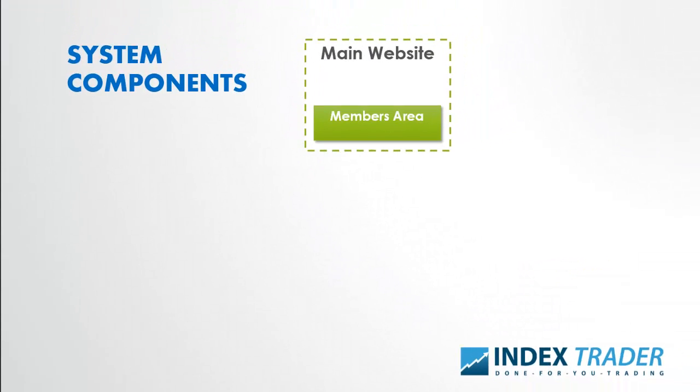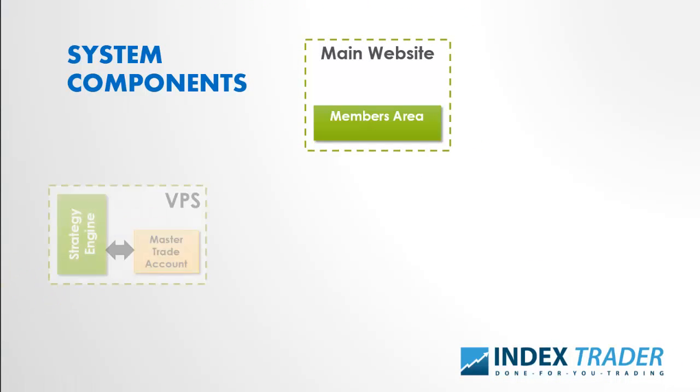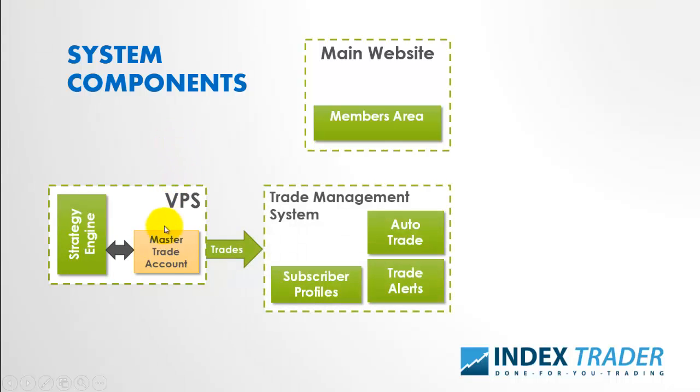So now just going back to our diagram. The next important aspect is obviously getting into the trading side. So we run a master account, or actually we run a series of master accounts on a VPS, virtual private server. Now we have a strategy engine that generates the trades onto those trade accounts. That trade account through the VPS then in turn talks to our trade management system. Now this is sitting on a separate web server.